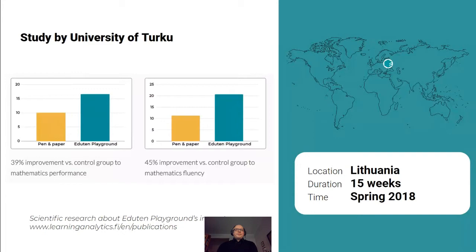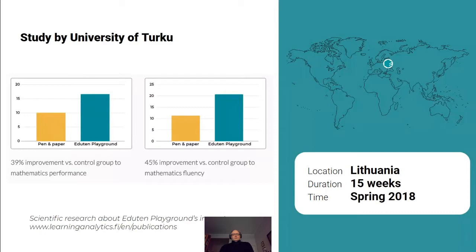And we've been doing a lot of these studies around the world. Here are some results. This is from Lithuania, which we did in spring 2018. The study lasted for 15 weeks, and the idea was that we had two groups. The first one used pen and paper, the traditional way to calculate math. They had exercise books, and then they used pen and paper to do the calculations like you normally learn math. And then the other group used Edutain Playground and the digital exercises there.